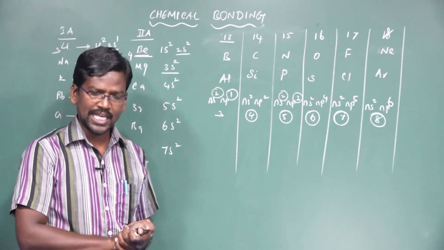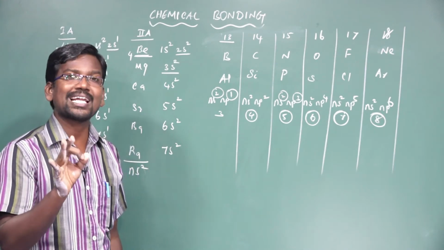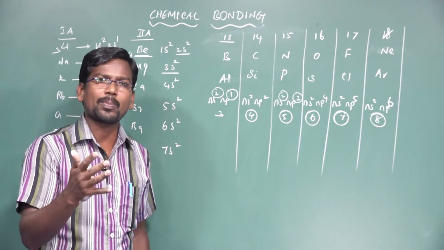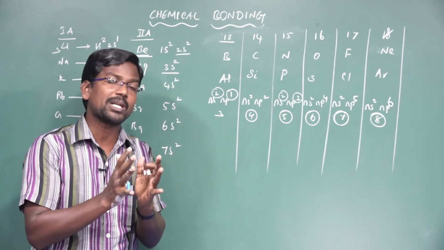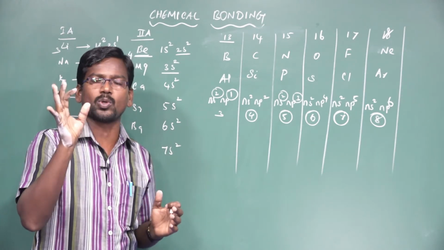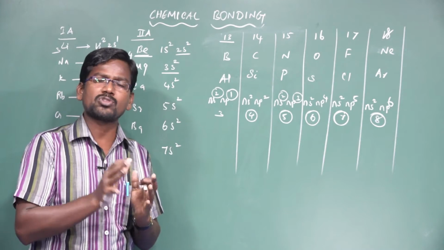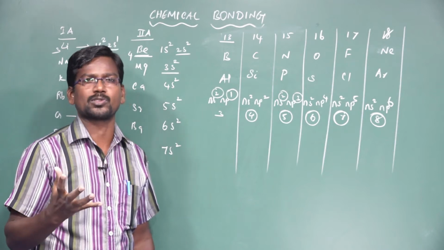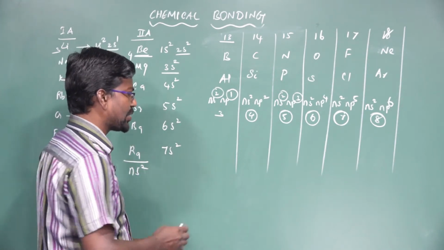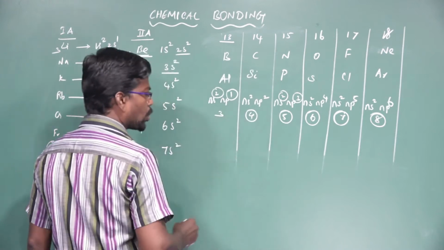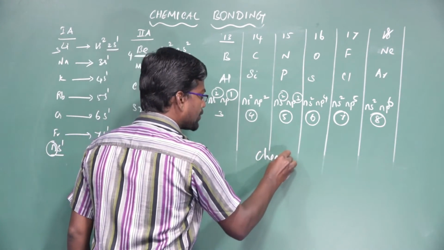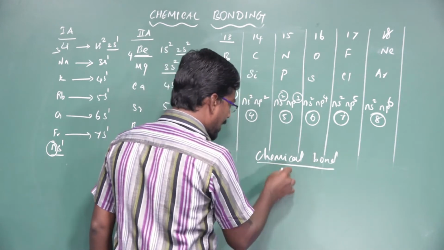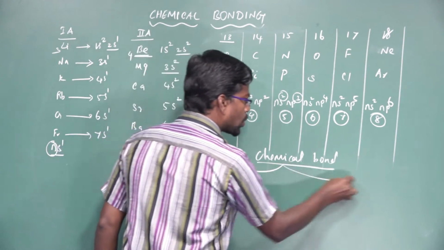So all elements have different valence cell electron configurations. Hence, different types of chemical bonds are formed between the atoms. Bonds formed between the atoms make the molecules. The nature of the chemical bond shows the different characteristic properties of the compounds. So chemical bonding, or chemical bond, is mainly classified into two types.